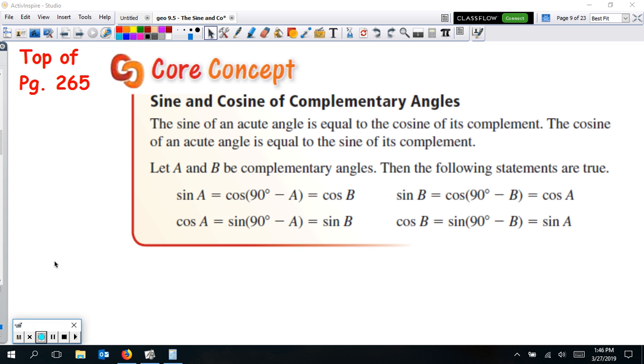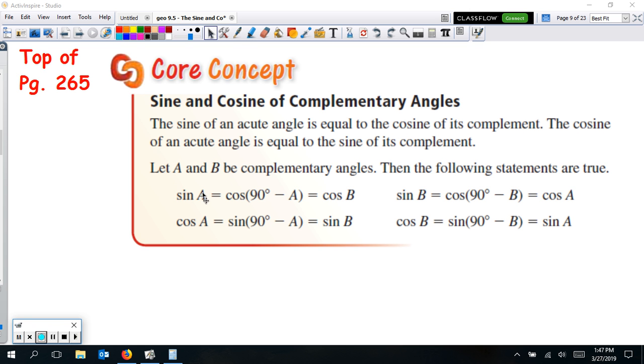Okay, so at the top of page 265 we have this thing called the sine and cosine of complementary angles, and it really is kind of what I was just talking about and what we kind of noticed from the pattern there. It's just telling us, well, A and B here are the other two acute angles, where C would be the right angle, A and B are the complementary angles. They would add up to 90 degrees. And so what we could see here is that sine of A is going to be the same as the cosine of B, or cosine of A is the same as the sine of B. That's what we were noticing. And so that's kind of what we're looking at here.